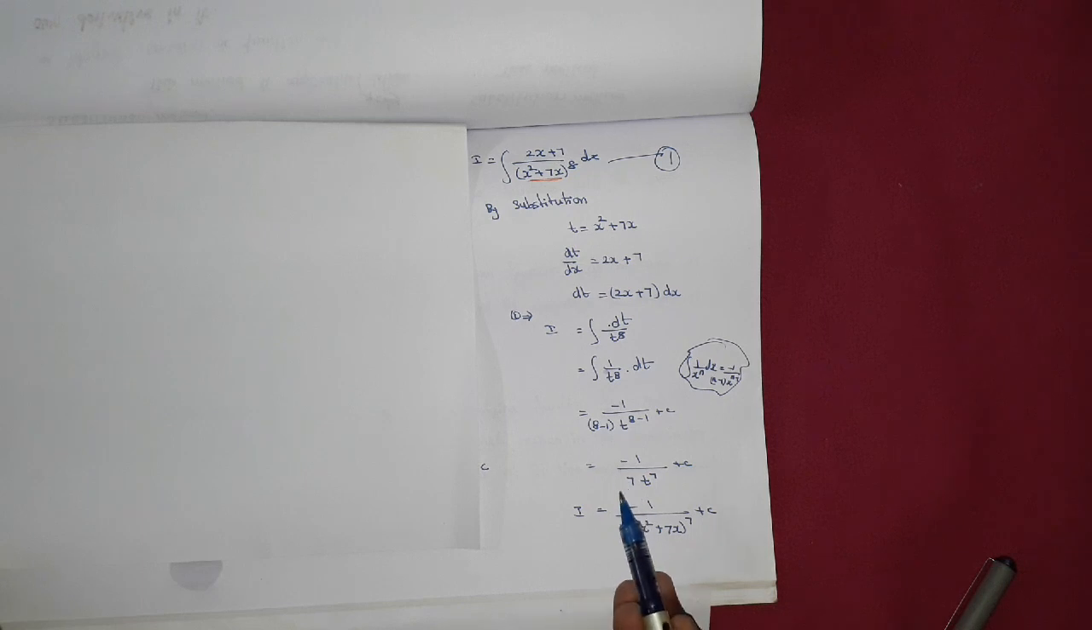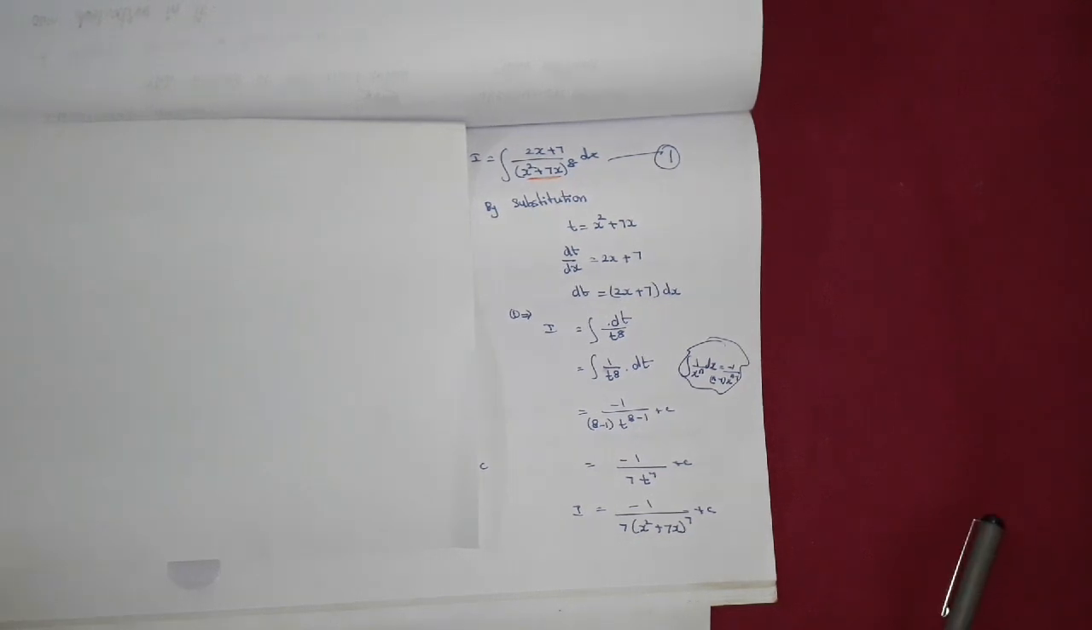So we get minus 1 by 7 into t power 7. T is nothing but x square plus 7x. So that power 7 plus c. That's the answer. So I have given two example sums now.